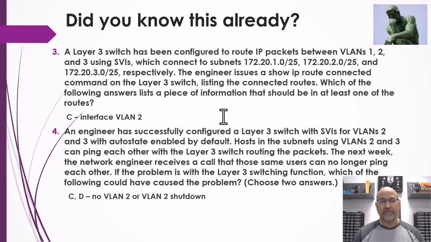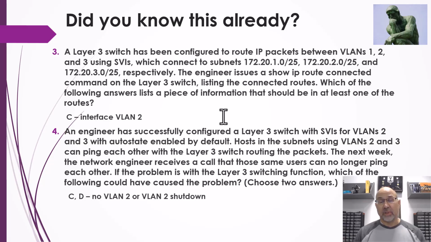Question number 4, an engineer has successfully configured a layer 3 switch with switch virtual interfaces for VLANs 2 and 3, with autostate enabled by default. Hosts in the subnets using VLANs 2 and 3 can ping each other with the layer 3 switch routing the packets. All right, pretty straightforward so far. The next week, the network engineer receives a call that those same users can no longer ping each other. The problem is with the layer 3 switching function.